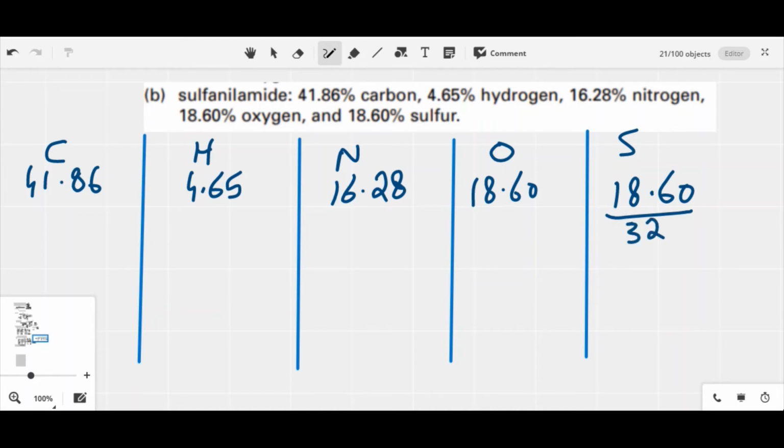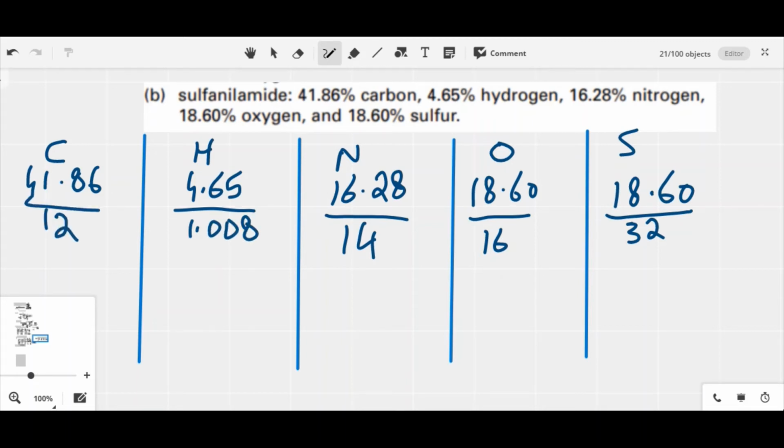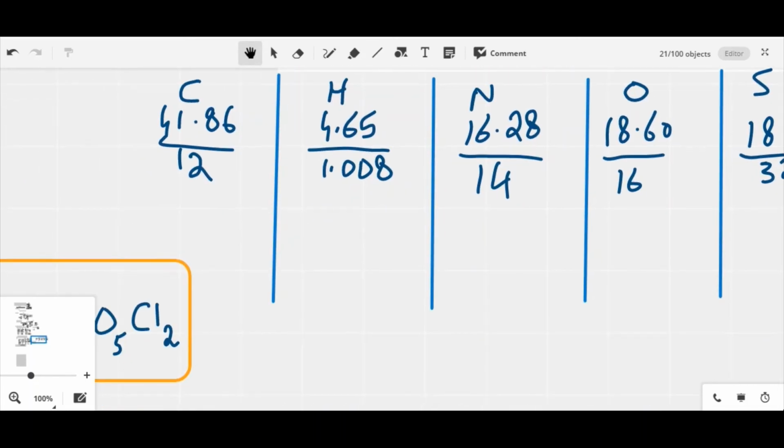So now we are going to divide by their atomic masses or molar masses. Here is 32, here is 16, the nitrogen is 14, hydrogen is 1 or 1.008, and the carbon is 12. So when we divide, 41.86 divided by 12, we got 3.5 moles. Here is 4.65 divided by 1.008, so we got 4.6.